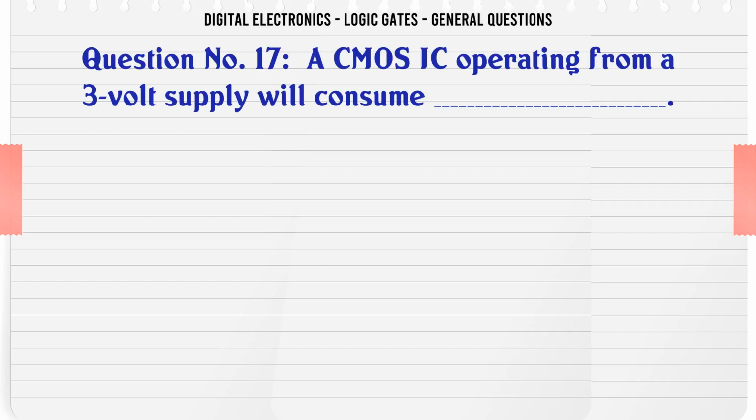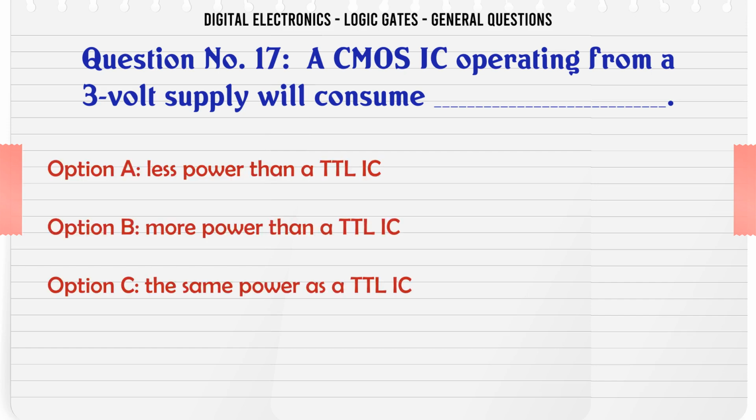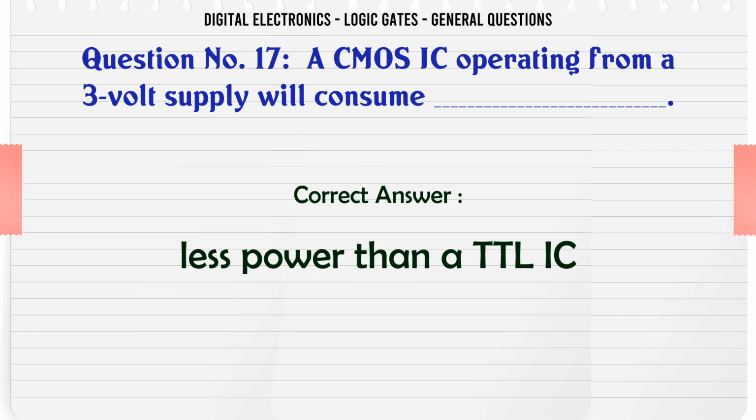A CMOS IC operating from a 3-volt supply will consume: A) less power than a TTL IC, B) more power than a TTL IC, C) the same power as a TTL IC, D) no power at all. The correct answer is less power than a TTL IC.